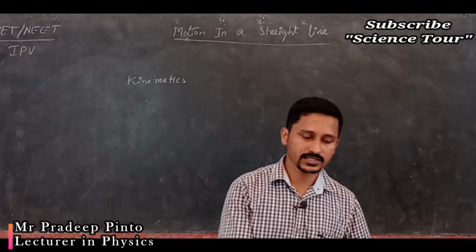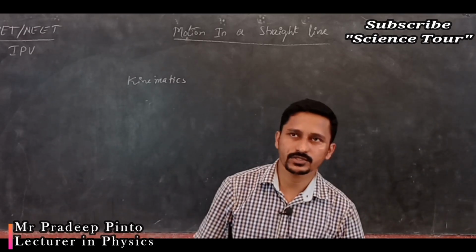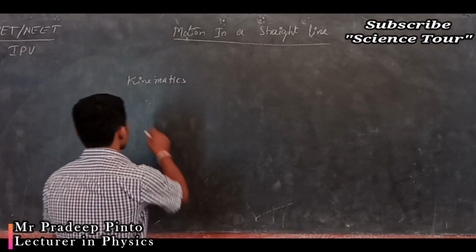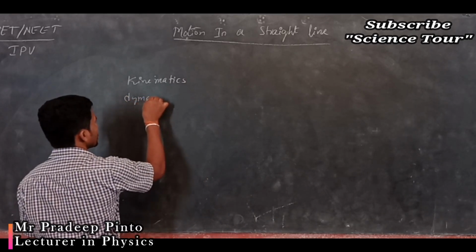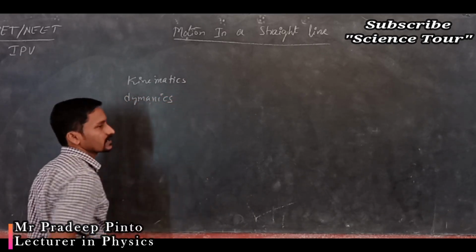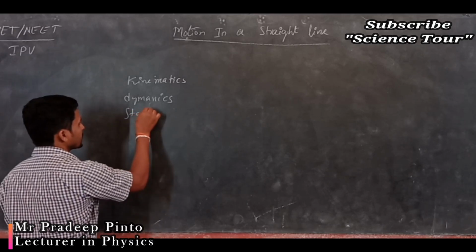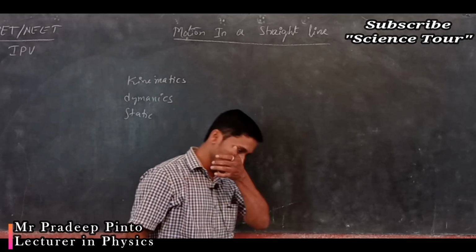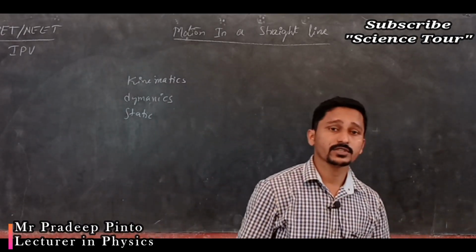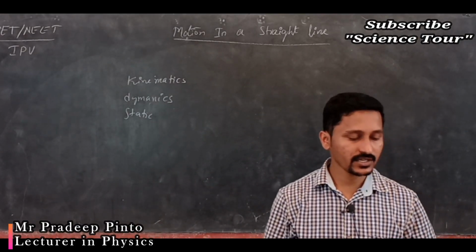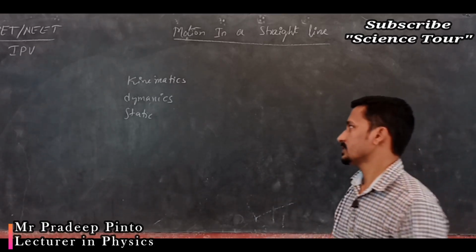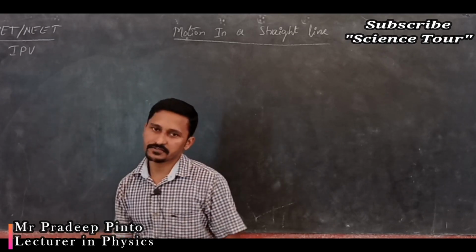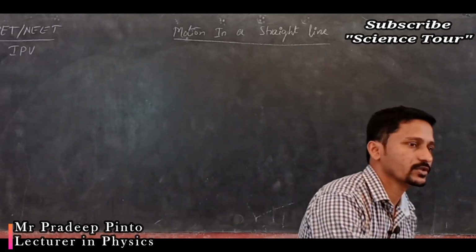Such kind of motion is what you study in kinematics. After that, dynamics is nothing but the motion of the object by considering the cause of motion. After that, statics, or the static state, is nothing but the study of objects which are at rest. If the objects are at rest, we also have to study about that. These are the branches of physics where we deal with the motion of the object.